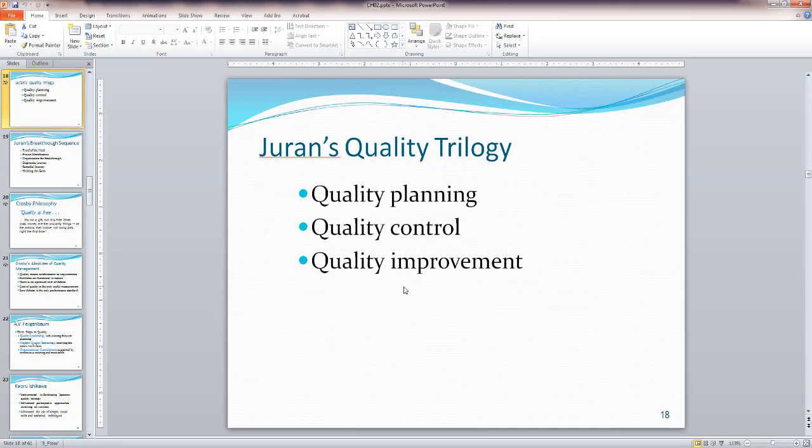Planning, control, and improvement: Juran's trilogy. Quality planning is setting up the process to produce something of a quality nature. You control it and you improve it. You keep improving the process. So that's Juran's thinking.